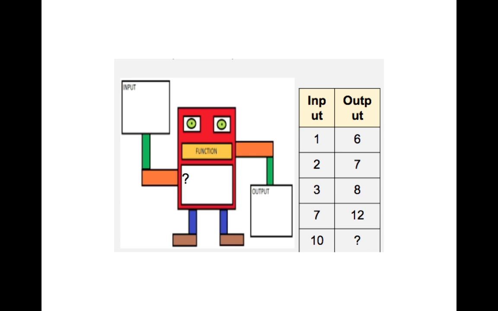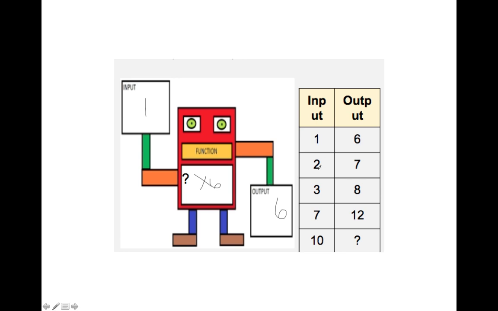How about when we have both numbers and we want to know what goes in the middle? What is the machine doing? And to find that out, let's put one of them in. So I put a 1 in and a 6 comes out. So what has happened to it? Well, a possibility is that it's been multiplied by 6. So let's try that. 1 times 6 is 6, that works.